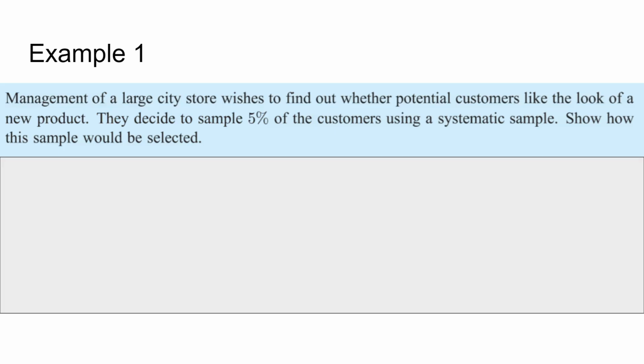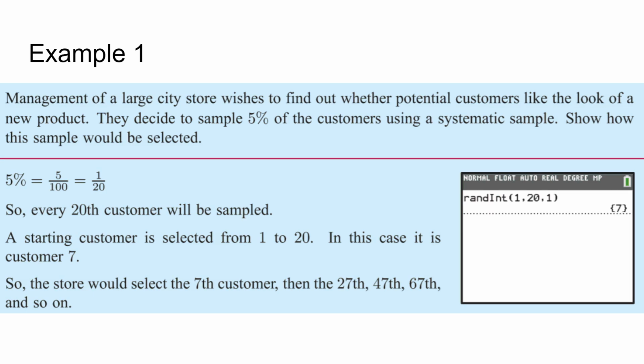Let's take a look at an example here. It says management of a large city store wishes to find out whether potential customers like the look of a new product. They decide to sample 5% of the customers using a systematic sample. Show how you could do this. So if we're looking at a situation where we see that 5% is what we want, well, what is 5% as a fraction? It's 5 out of 100 or 1/20th. So therefore, they're going to sample every 20th customer. Now, they're not going to start with the first and then the 21st and then the 41st, etc.